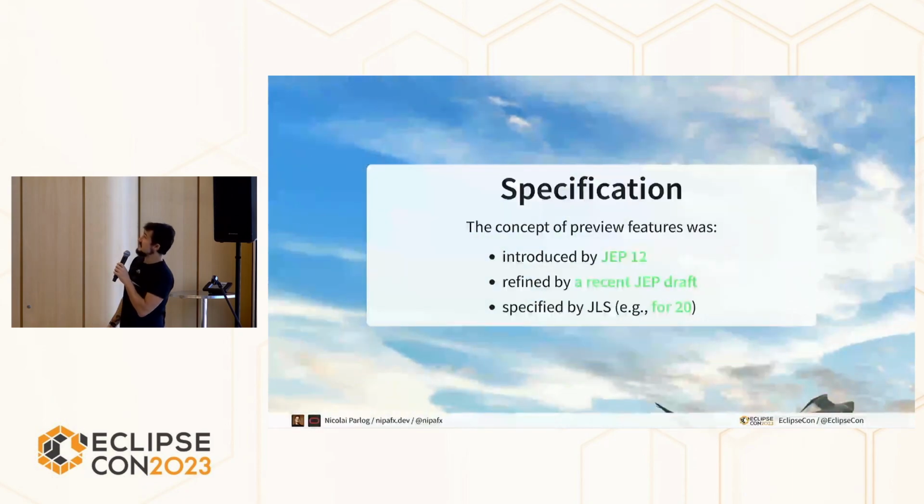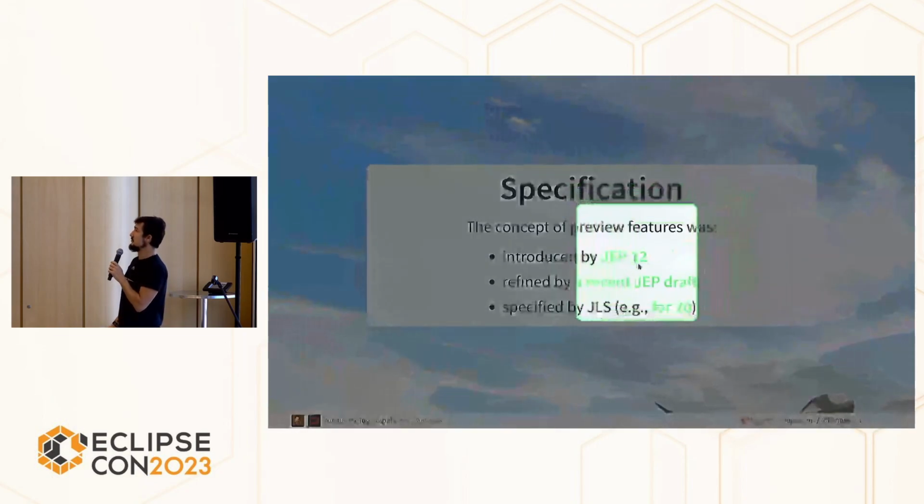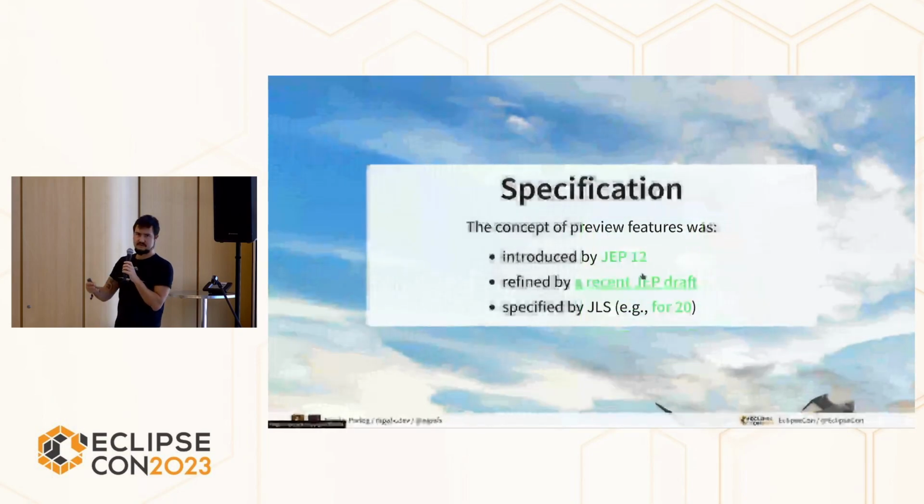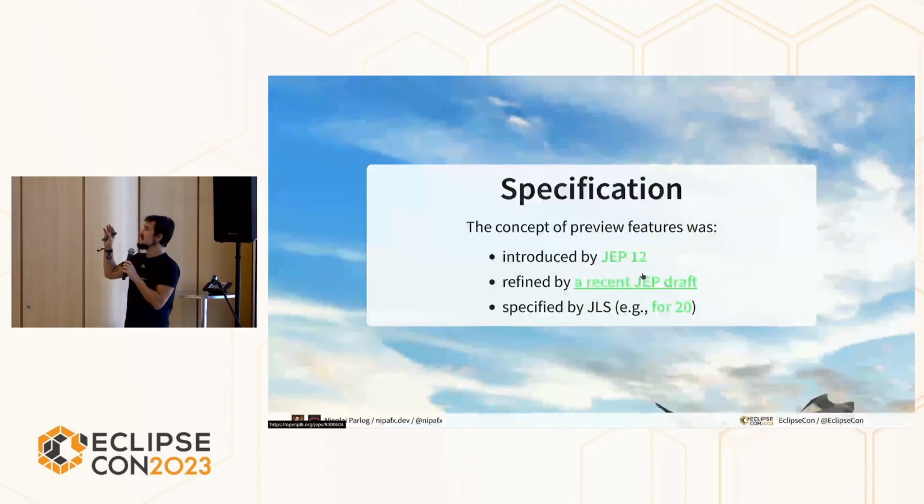Let's talk about the specification first. The concept of preview features was introduced in JDK Enhancement Proposal 12. If you wonder about this low number and think it must hence be very old because the current JEP numbers are in the 400s, that's because the first 100 numbers are blocked for organizational JEPs. So this JEP 12 is not terribly new. It's a few years old, but it's not as old as you would guess just from the number.